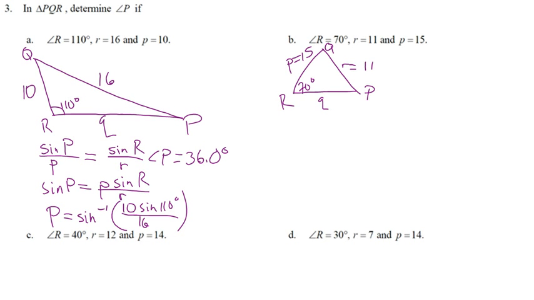Okay, so in this case, we know that angle P, if it exists, must be greater than 70 degrees, right?